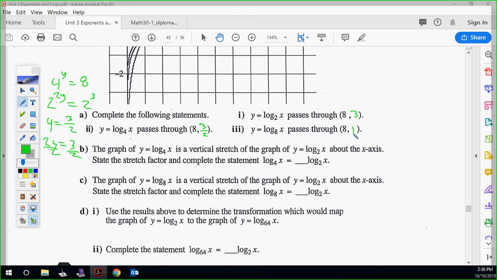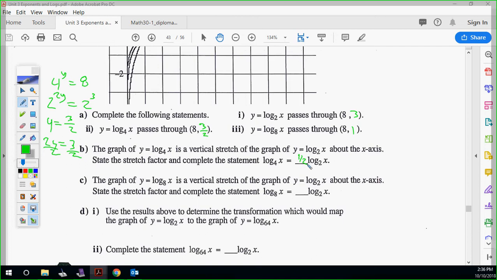Okay? So then from 4, what do you notice between their y values? 3 to 3 halves. It's 1 half. 1 half of log 2's, what's 1 half of 3? 3 halves. That gets you to log 4. See how it was less than 1? We shrunk it. Okay? This is the really confusing part, so please ask questions.